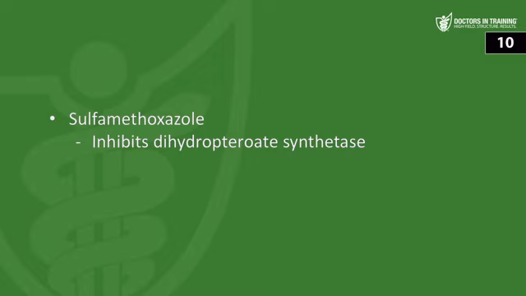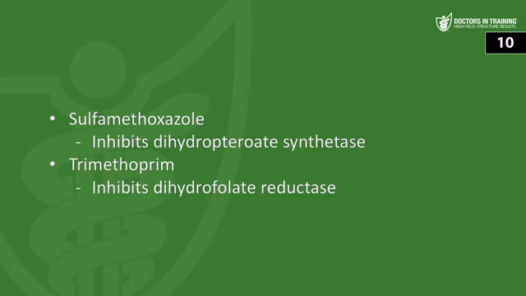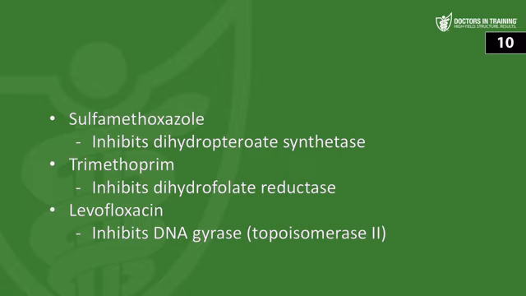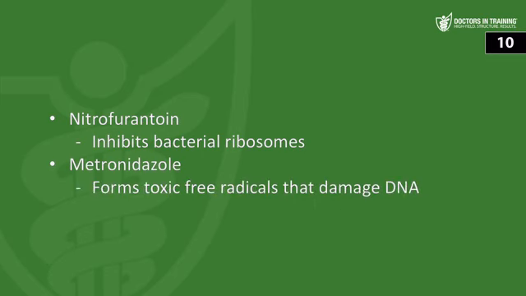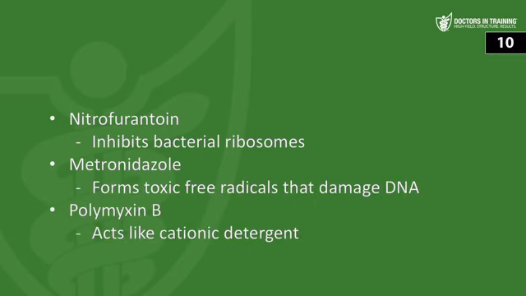What is the mechanism of action of the following antibiotics? Sulfamethoxazole inhibits dihydropteroate synthetase. Trimethoprim inhibits dihydrofolate reductase. Levofloxacin inhibits DNA gyrase or the topoisomerase II. Nitrofurantoin inhibits bacterial ribosomes. Metronidazole forms toxic free radicals that damage the DNA. And polymyxin B acts like a cationic detergent.